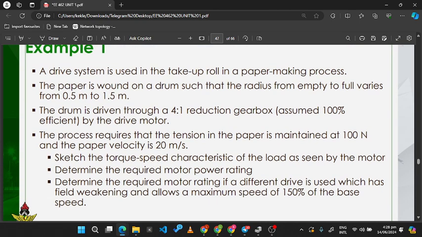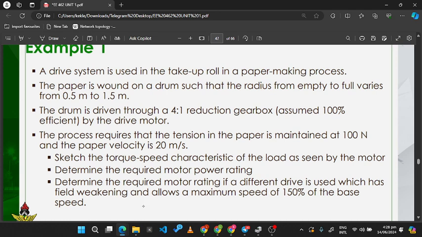A drive system is used to take up a roll in a paper making process. The paper is wound on a drum such that the radius from empty to full varies from 0.5 to 1.5. The drum is driven through a reduction gearbox, assumed 100% efficient, and the process requires that the tension in the paper is maintained at 100 newtons and the paper velocity is 20 meters per second. Sketch the torque speed characteristic of the load as seen by the motor.